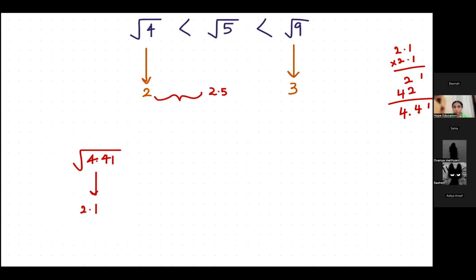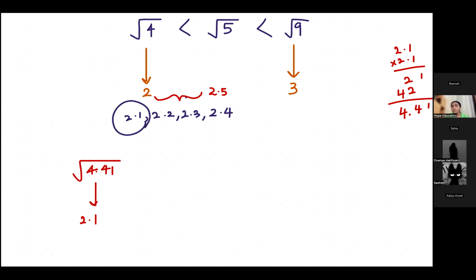Is that part clear? Okay. Then between 2 and 2.5, we are going to check what are the numbers. Between 2 and 2.5, we have 2.1, 2.2, 2.3, and 2.4. Now check them one by one. First, I'm going to check 2.1.